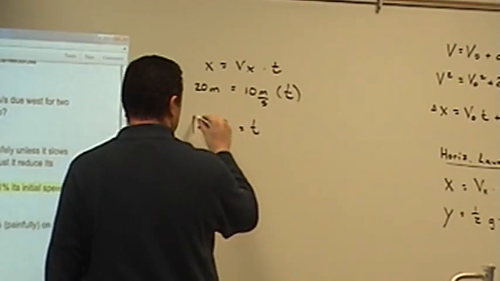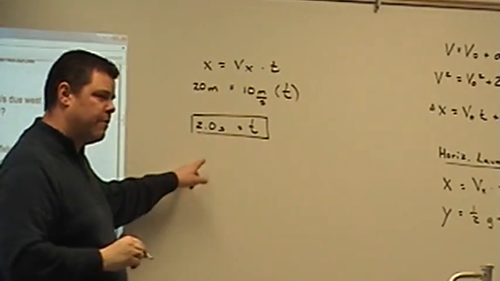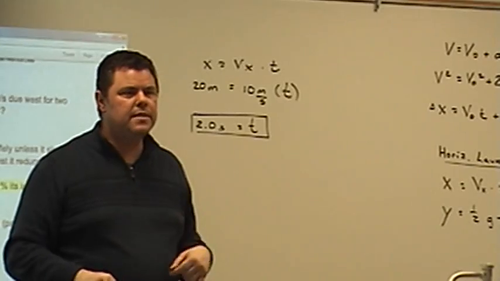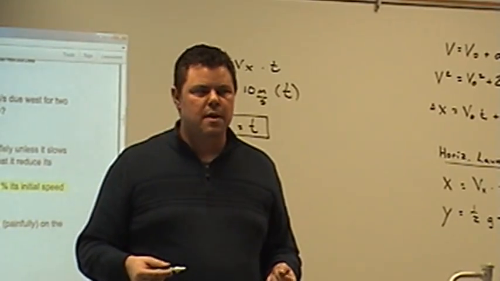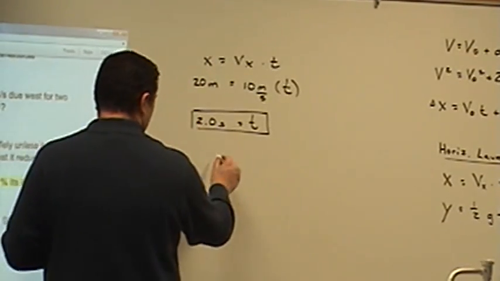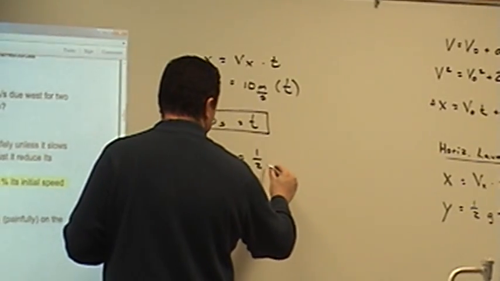And if you were asked about time, you'd be done. However, you want to know, well, how high is the cliff? If he's in the air for 2 seconds, how high was the cliff? Well, you can use that other equation, y equals 1/2 gt squared.